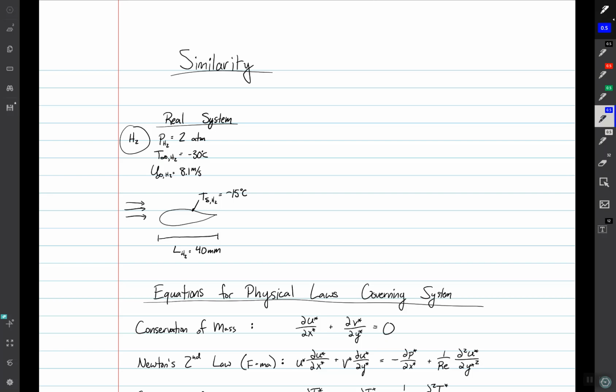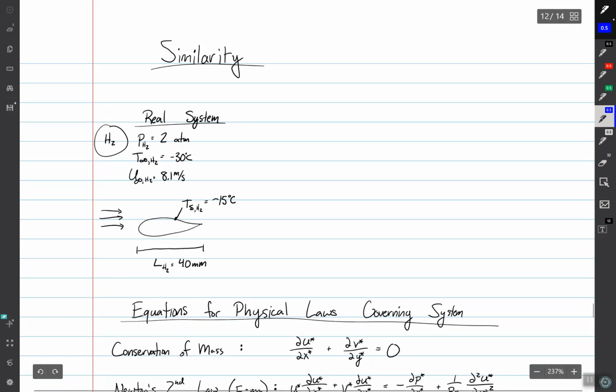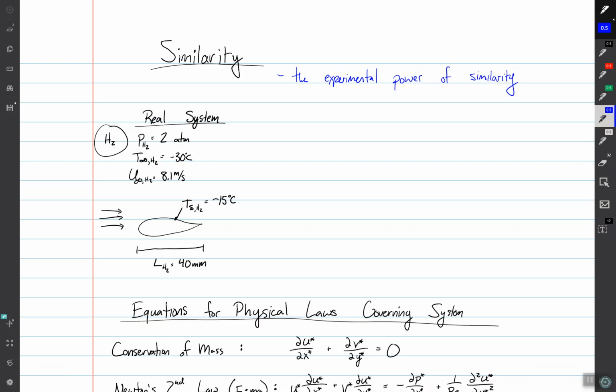Hello and welcome to the latest video of heat transfer, where we're going to talk about something really cool called similarity. Something that, to me at least, is really counterintuitive, but also really powerful. So we're going to talk about the experimental power of similarity.